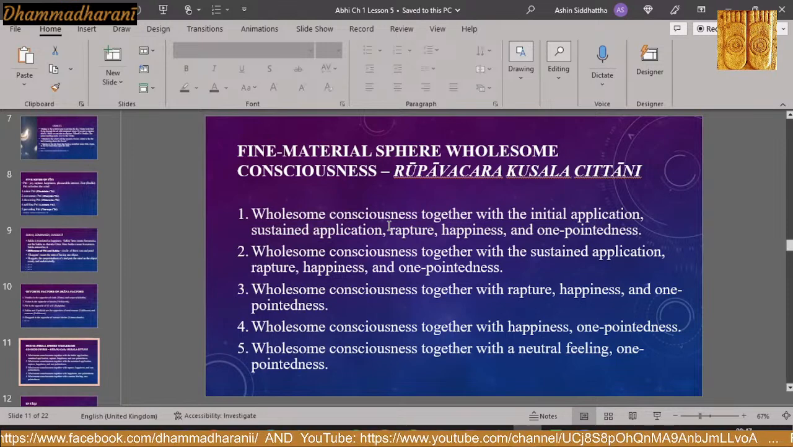So what are the differences between the 4th and 5th? The difference is the feeling. The 4th one is happiness, the 5th one is neutral feeling. The 4th one, sukha vedana, in other words somanassa. The 5th jhana, neutral feeling, upekkha vedana. So upekkha is higher than somanassa in jhana levels.